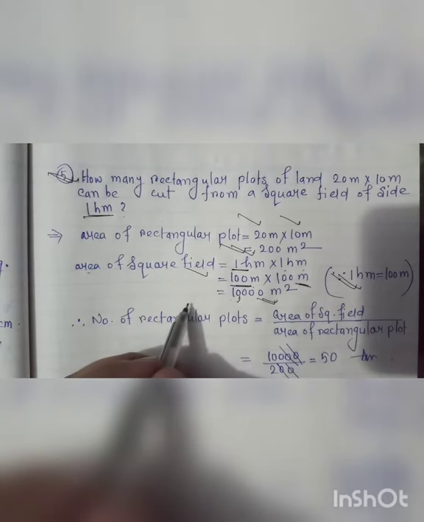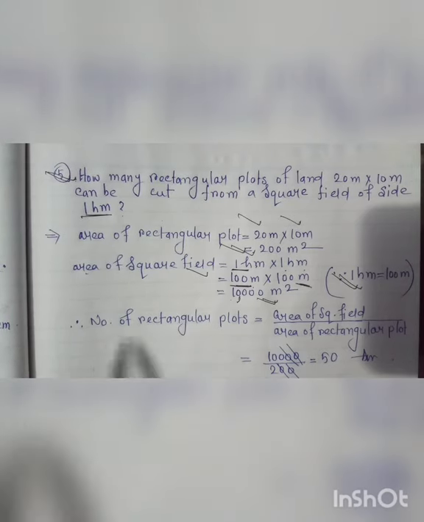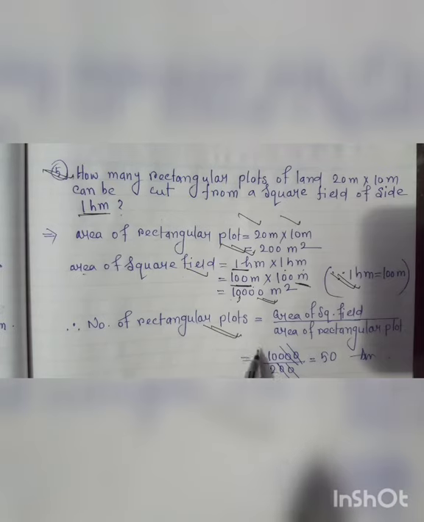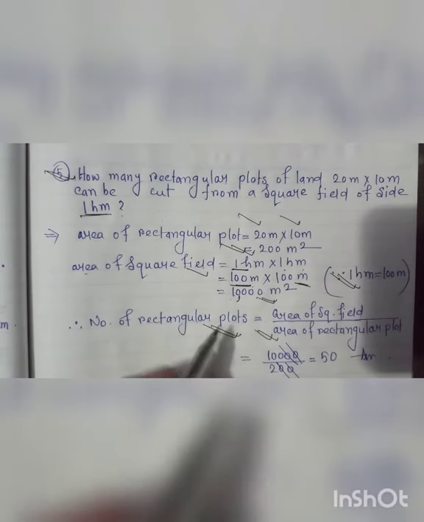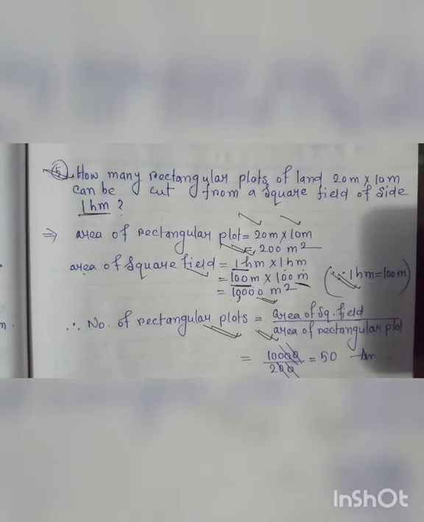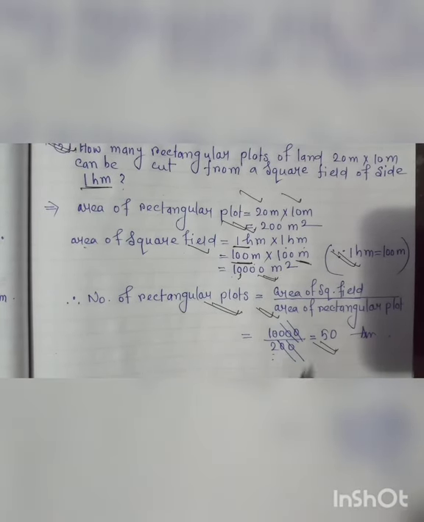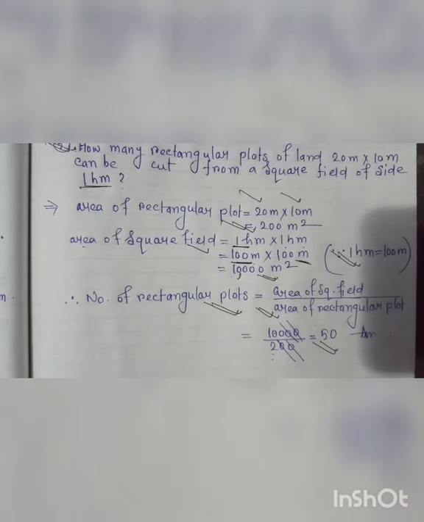Now how many rectangular pieces will we get? That means the number of rectangular plots will be area of the square field divided by area of a rectangular plot. That means 10,000 by 200, 20 you cancel, then 100 by 2, that means 50 rectangular plots we will get from a square field of side 1 hectometer.